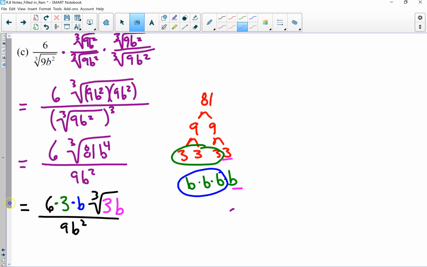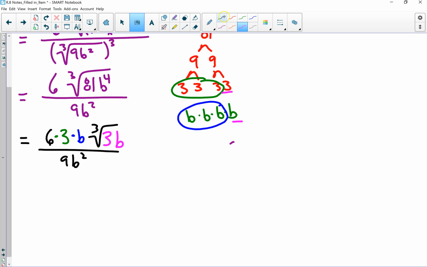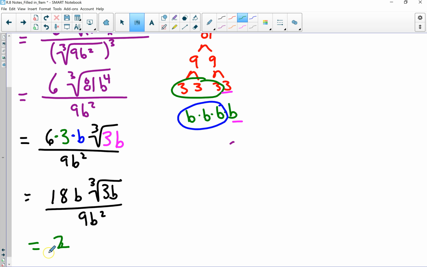So there's our cube root reduced as far as we can. And we can go ahead and clean up our multiplication. 6 times 3 is, what is that, 18b with a cube root of 3b, all divided by 9b squared. Now this is also a fraction, so we can also reduce the fraction. So 18 and 9, we can divide those and we're left with a 2.